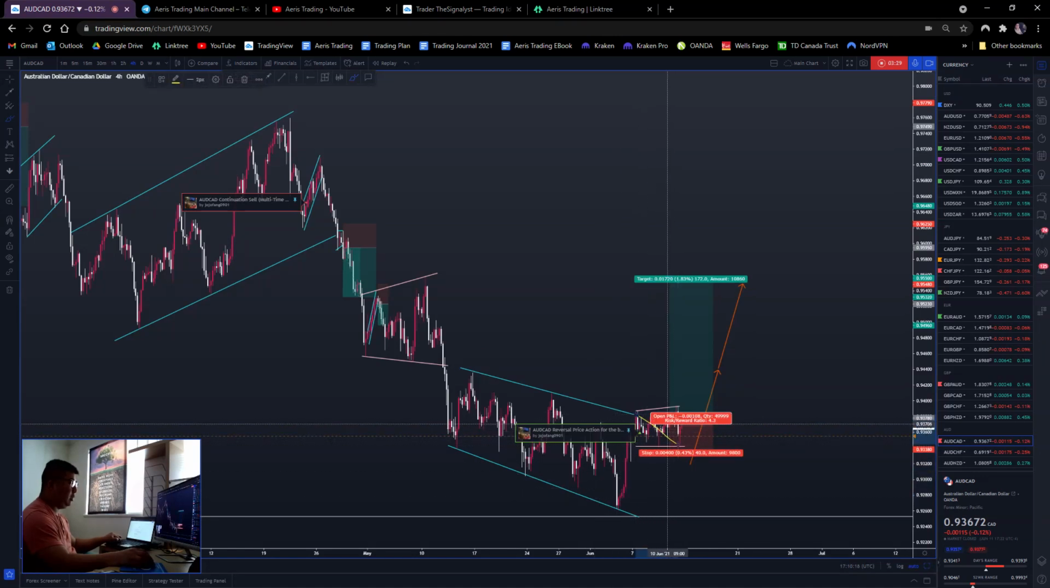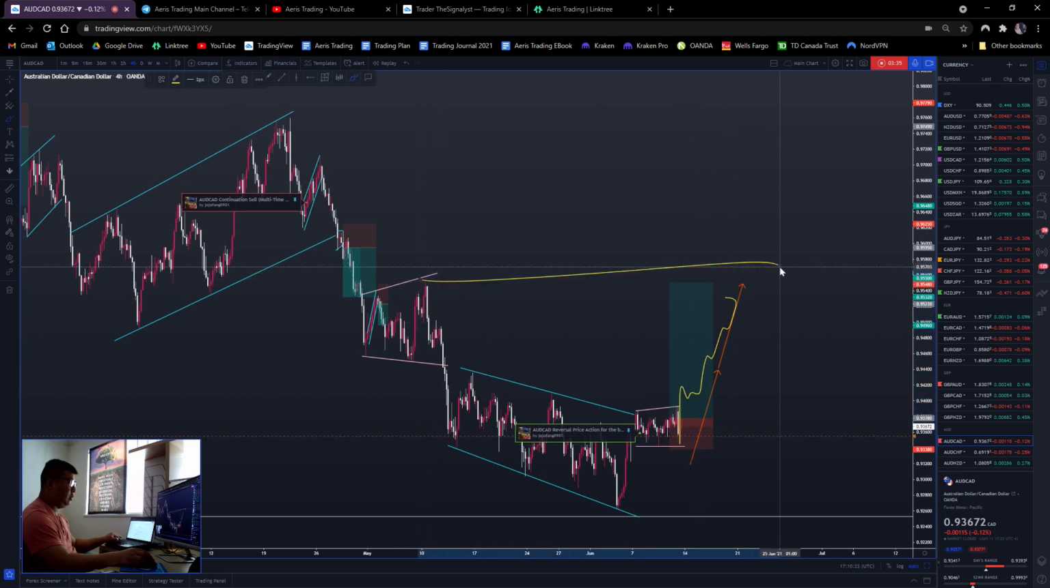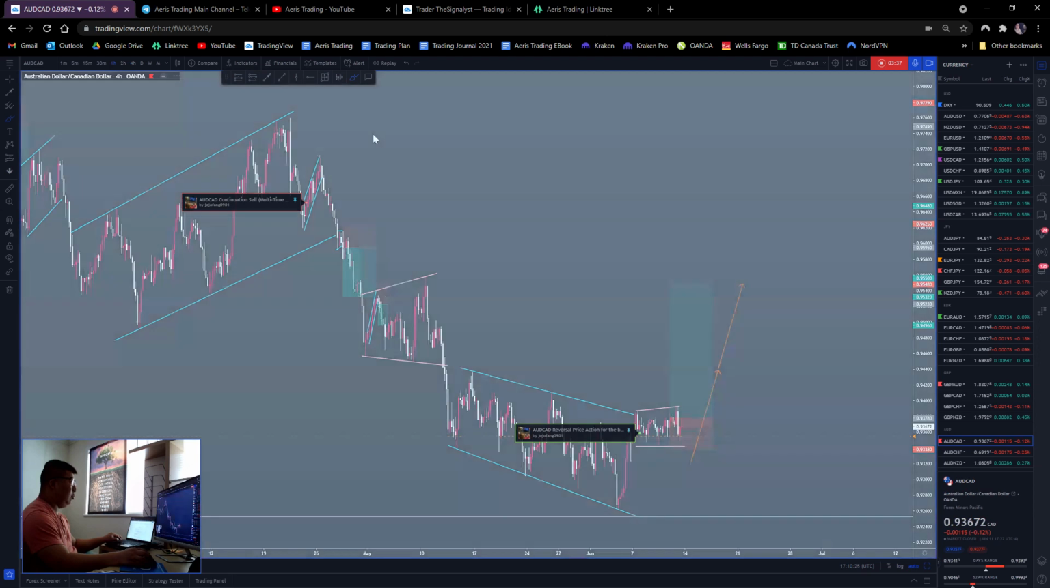This can just be a lower time frame continuation, and I'm still looking for a further push up in price, and continuing to see if we can reach the previous high. So that's the first trade.